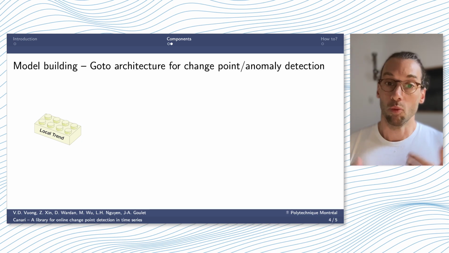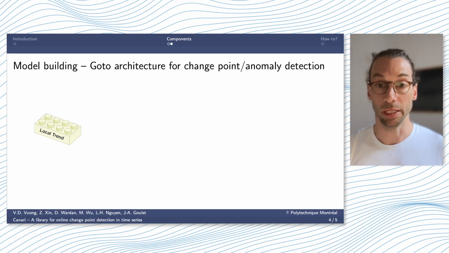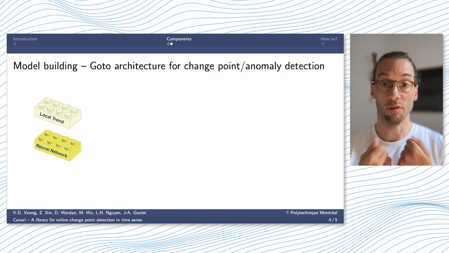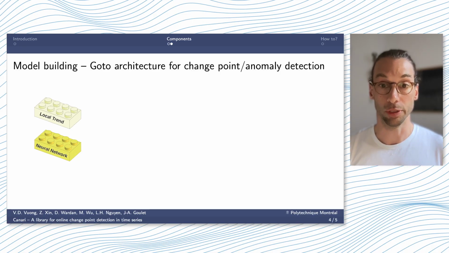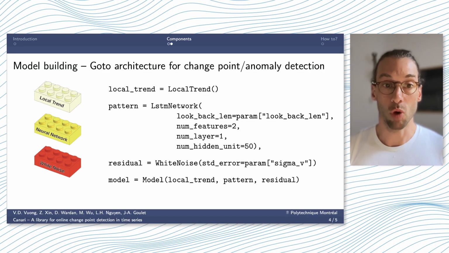So what is the go-to architecture if we want to do change point or anomaly detection? We're going to start with a building block, say a local trend, to model something with a constant speed. Then we're going to have something to model the reversible pattern. In this case, we're going to choose a neural network. And we're going to have a residual term. We're going to choose a simple white noise.